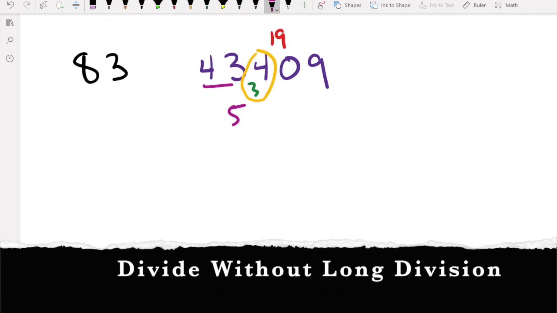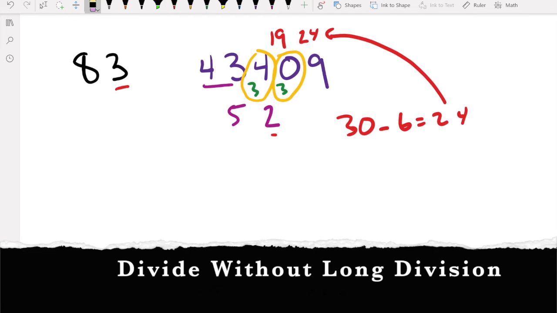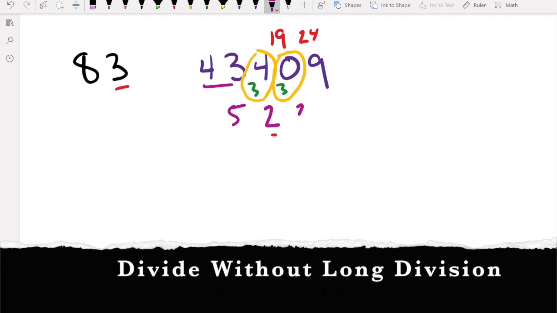Okay, so now 8 goes into 19 2 times, and it has a remainder of 3, so put a 3 here. This number is 30, and you do 30 subtract 3 times 2, so 30 minus 6, which is 24. So now we're dividing by 24. And 8 goes into 24 exactly 3 times, and you get a 0 remainder. And when that happens, that means you are done. That is the answer. So it's 523. You can try the calculator, and there you go.